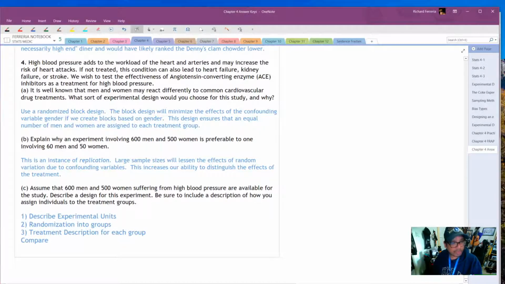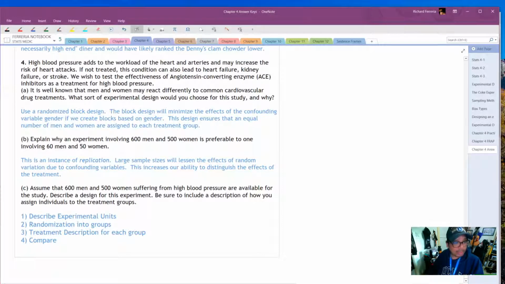We want to, first of all, describe the experimental units. And that's usually just a very rough description. Next thing is to randomize into groups. And we're going to be using a blocking design. So we're going to talk about that. And then we want to have a treatment description for each group. And then we're going to talk about what we're going to compare.